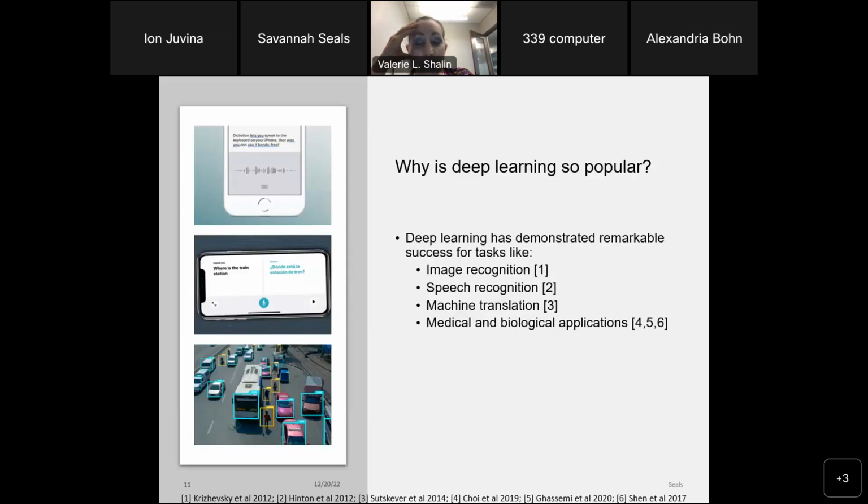Deep learning has demonstrated a lot of success for tasks like image recognition. This is an image recognition model down here on the left. Things like speech recognition, so you have speech recognition on your phone. Machine translation, which is the technical term for translating text or speech in one language to another. And then different medical and biological applications.